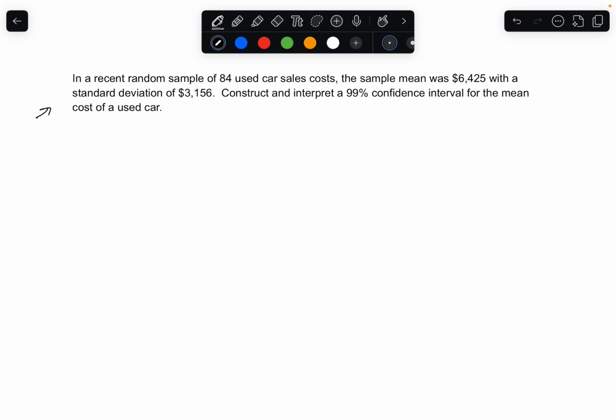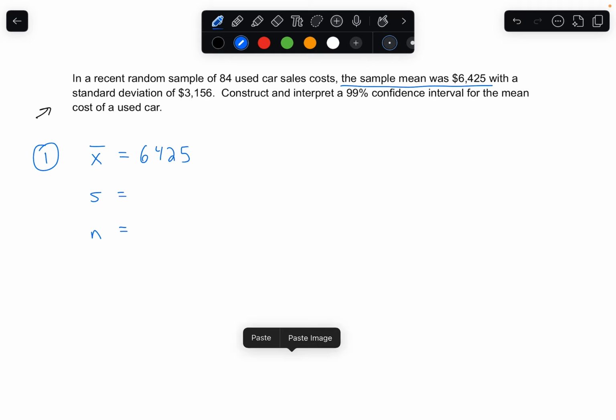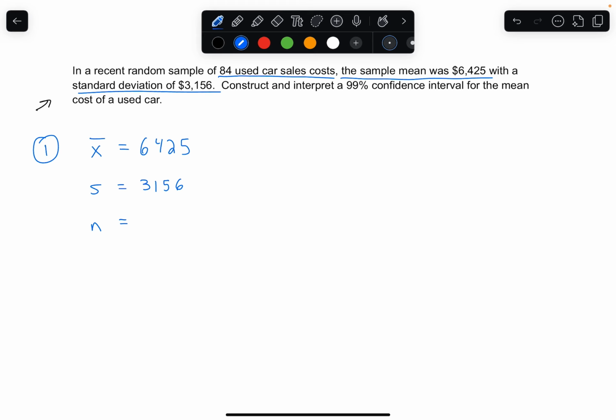So the first thing that I want to do is just do some information gathering, lay out what we know. In particular, the things that we're certainly going to need. We want to know what is X bar, our sample mean, what is S, our sample standard deviation, and what is N, our sample size. So this says our sample mean was $6,425. Our standard deviation was $3,156. And our sample size, we looked at 84 costs. So we're looking at 84 used car sales costs.